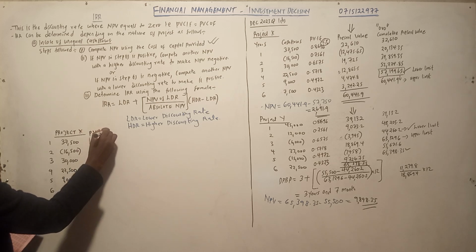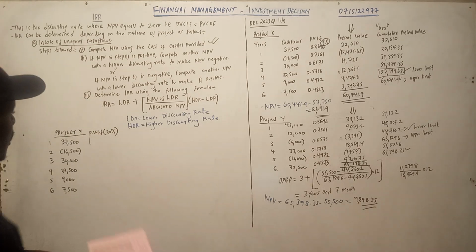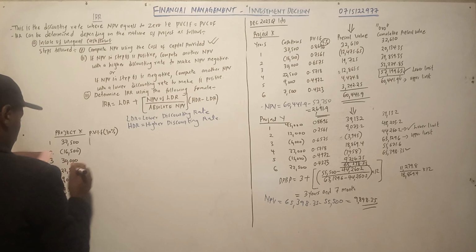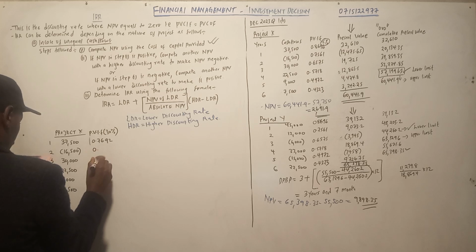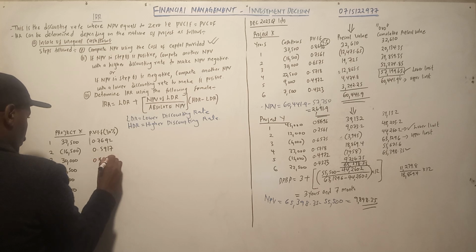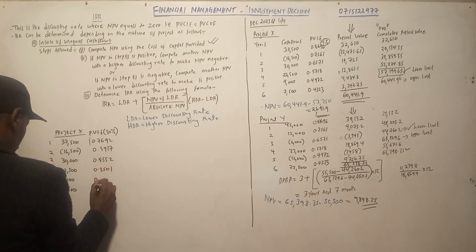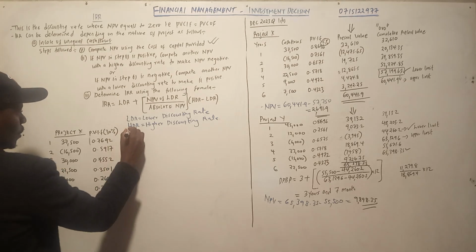Then our present value interest factor itakuwa ni 30%. So we shall use a higher rate to make the NPV negative. So a higher rate, so itakuwa ni 0.7692, 0.5917, 0.4552, 0.3501, 0.2693 na 0.2072. Tuko sawa. So we can get the present value.